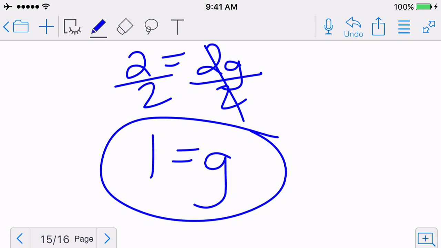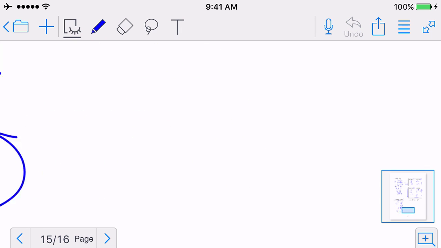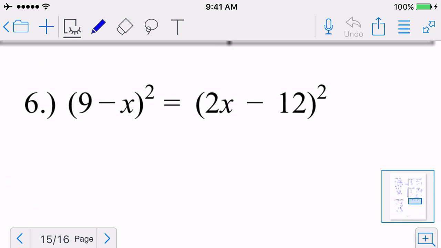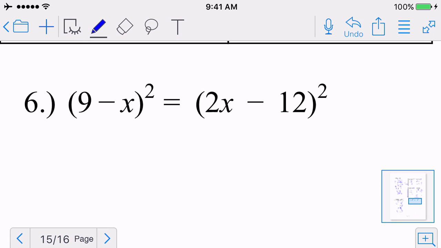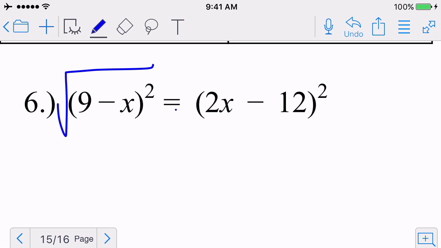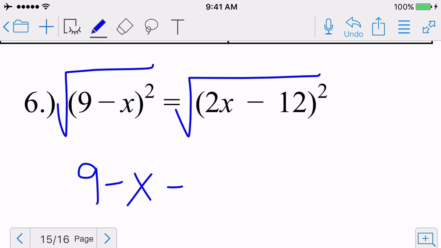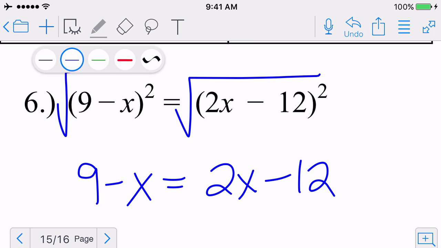All right, last problem, number 6. Now this one, both of these are to the second power, so how do I undo the exponent of 2? Before I can touch anything in the parentheses, I've got to get rid of the exponent. Well, the inverse operation of squaring is the square root, so I got to take the square root of both sides. So what happens then is I have 9 minus x, and then 2x minus 12, and I have another situation where I've got variables on both sides, and I need to take care of that.